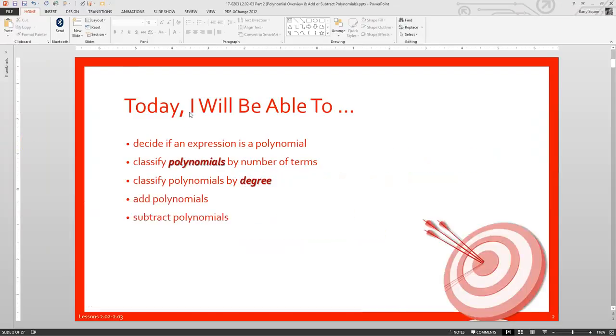Just a reminder of what the objectives of this lesson were: to decide if an expression is a polynomial, and we kind of covered that, so let me give that a good old check mark here. To classify polynomials by the number of terms, we covered that last time, and to classify polynomials by degree. Before we get to these two parts, there are a couple of background things we need to know about. So we're going to get to that.